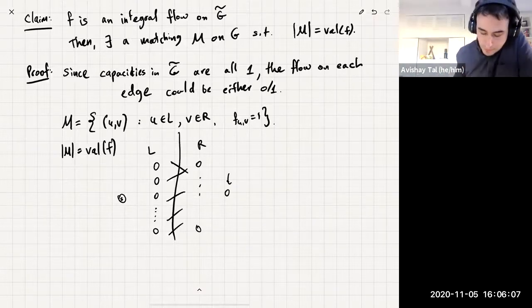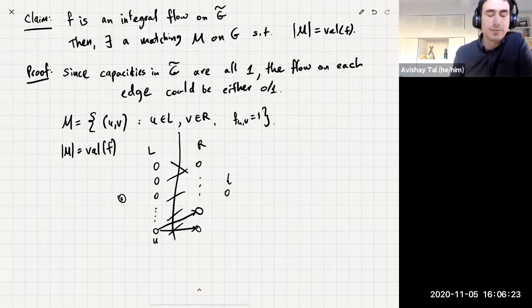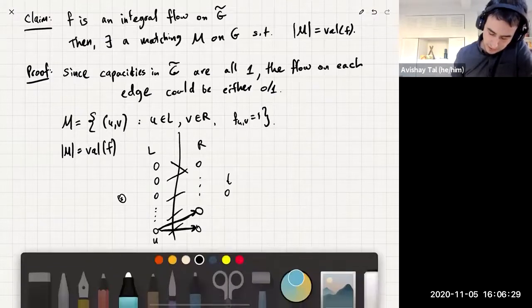What could be a possible bad case? It could be that we have some vertex U in L that is maybe connected to 2 other vertices in R, and both of these edges were selected to the matching. So it could be that this edge is in the matching, and this edge is in the matching, right?